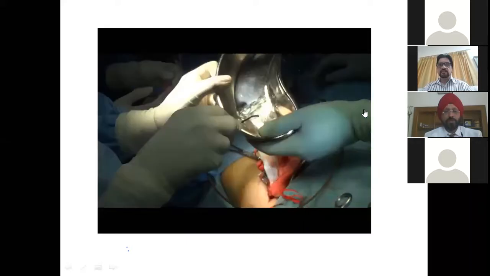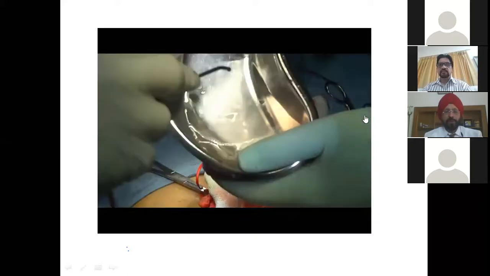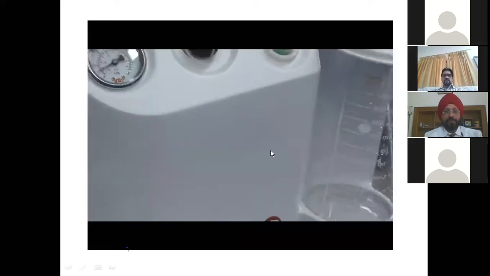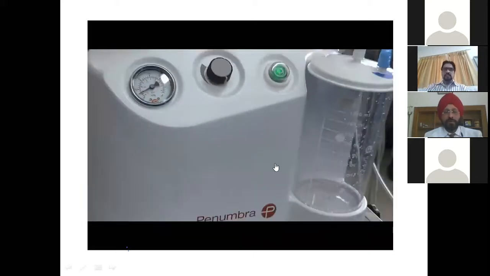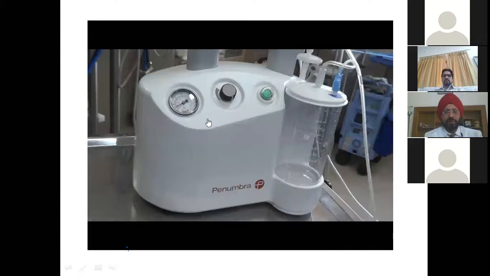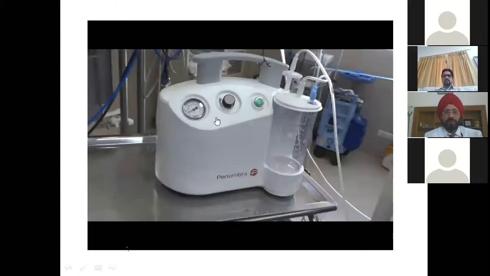So one end will go into the clot, so you need imaging to see where the clot is. That's a suction, which you can adjust the degree of. That's a canister which collects the clot. And that's the machine. You can adjust the suction over there.